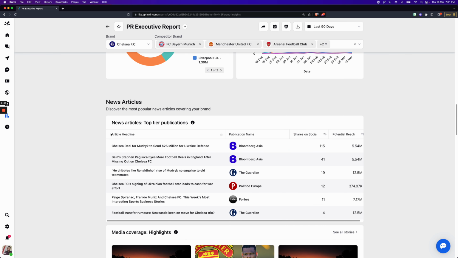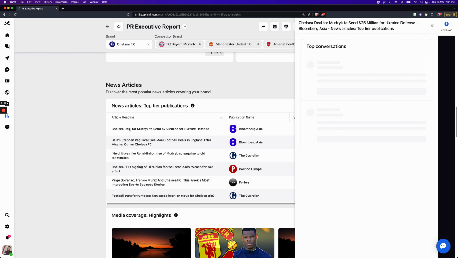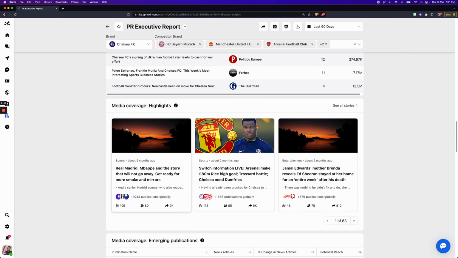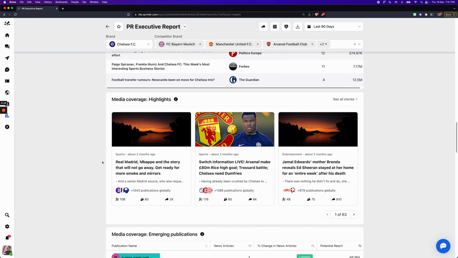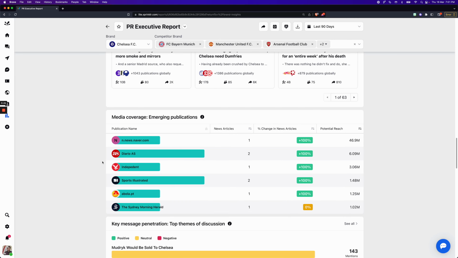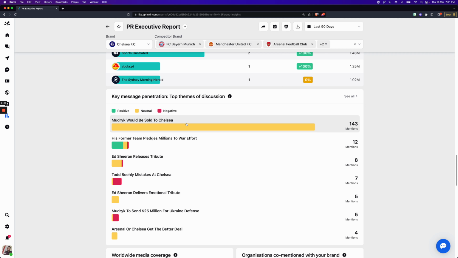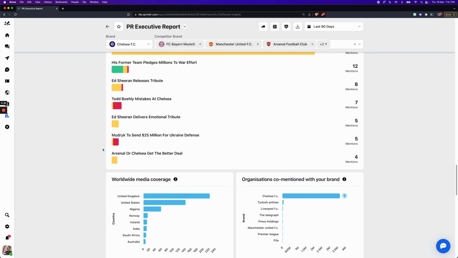We can also see the top news articles that are mentioning these topics. So Chelsea seems to have been mentioned in this topic, and we can see the news article summarized over here. We can also see the highlights of the news articles that are talking about this, followed by emerging publications. And these are the key themes that are being spoken about in conjunction with these brands over here.